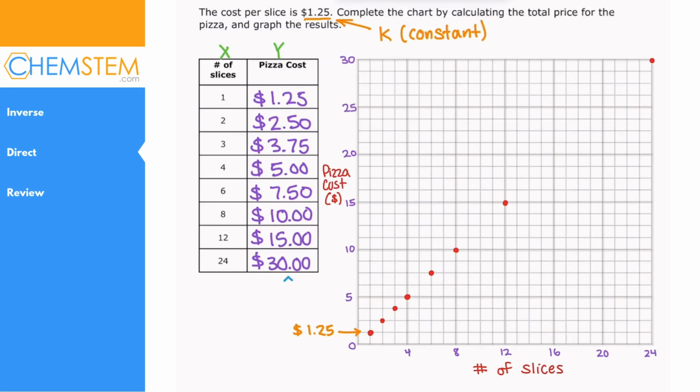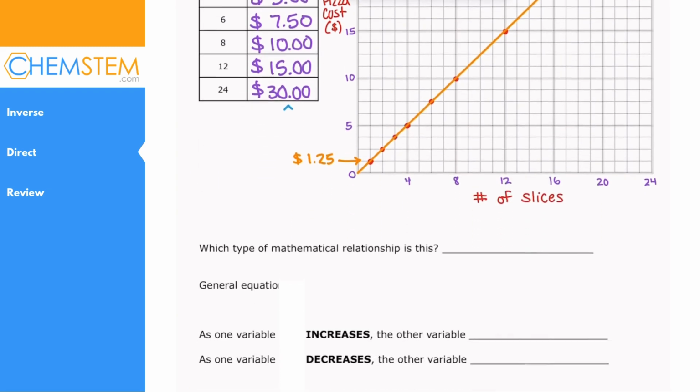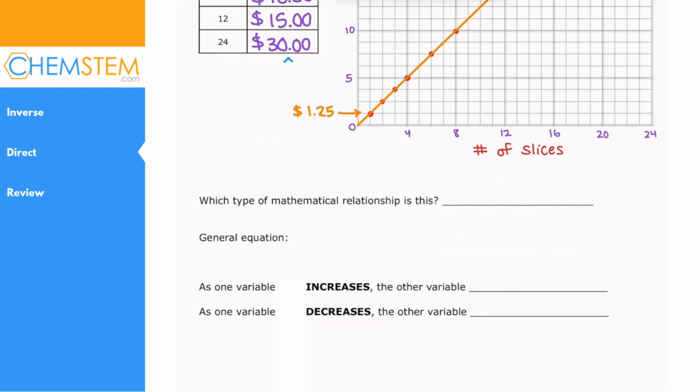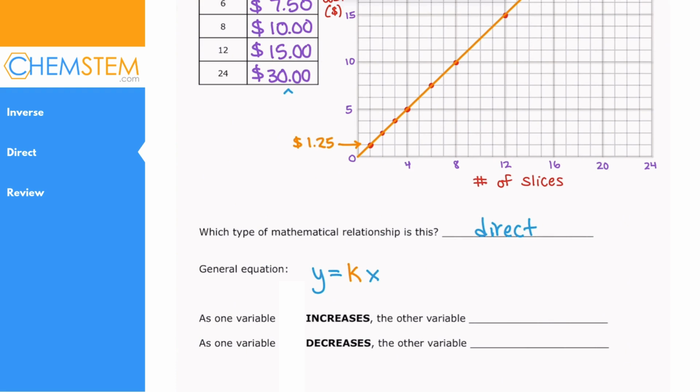Notice something interesting here. All of these dots are going to fall along the same line, so it's easy to connect them. And we see this characteristic, easy to find shape for this kind of relationship. This kind of relationship is called a direct proportion or a direct relationship. The general equation is y is equal to kx. So instead of it being k over x, it's kx.